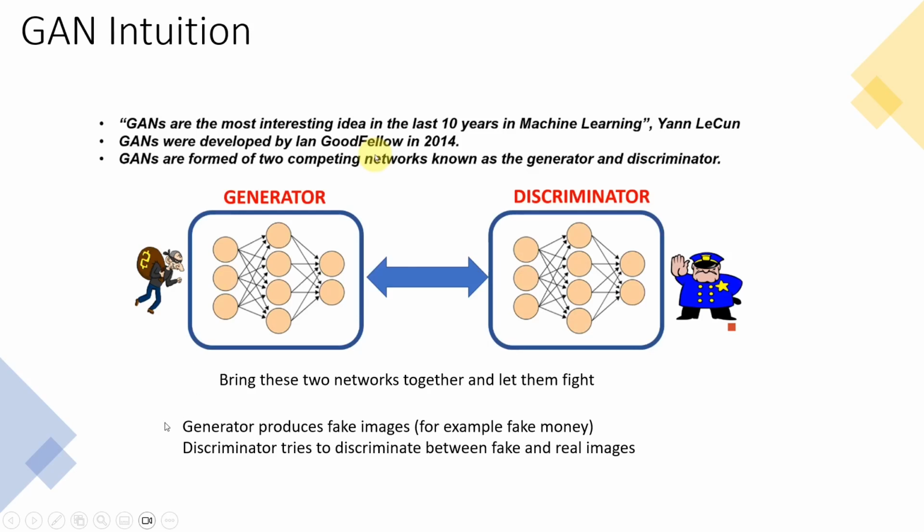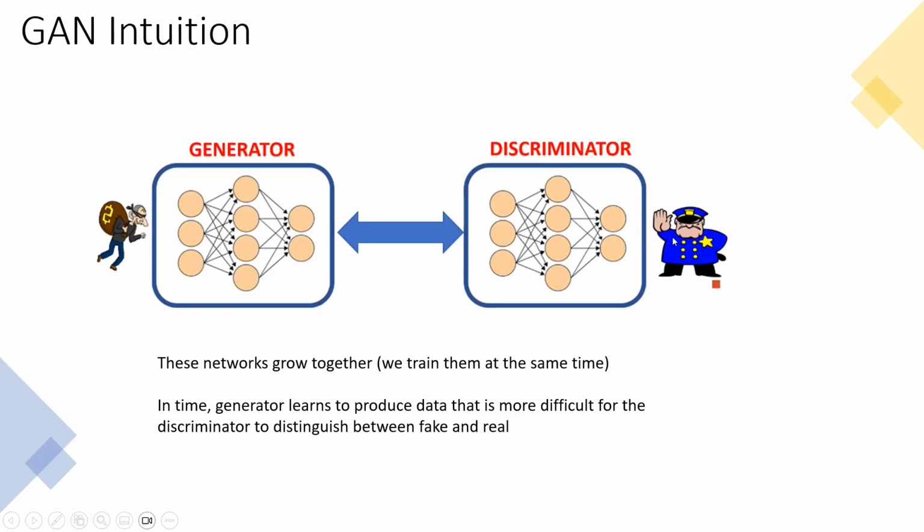The job of the generator is producing fake images, for example, generating fake money, and the job of the discriminator is trying to discriminate between fake and real images. Okay, you just need to remember we have two competing networks. One is generating, the other one is trying to discriminate whether the generated stuff is forged or real. Okay, this is basically the whole idea behind GANs.